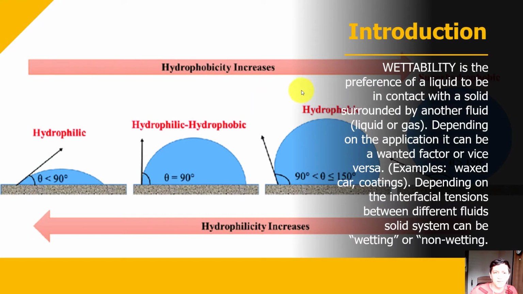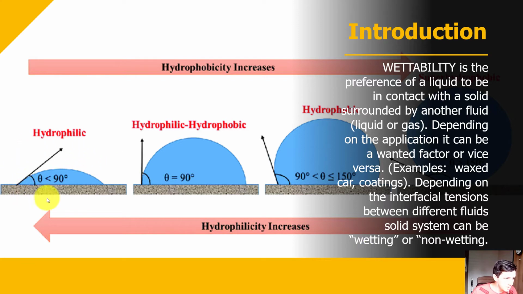So what is wettability? Wettability is the preference of a liquid to be in contact with a solid surrounded by another fluid, liquid or gas. Depending on the application, it can be a wanted factor or vice versa. As an example, with a waxed car, we don't want wettability to be there, and as for coatings, we need wettability to be very high. Depending on interfacial tensions between different fluids and the solid system, the system can be wetting or non-wetting.